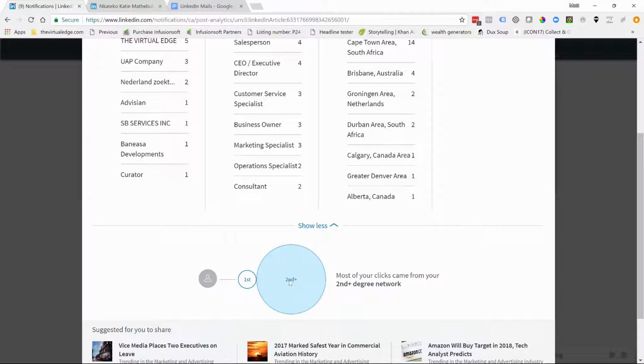Here's something else that's interesting. Most of the connections didn't even come from my direct network. Most of them came from second degree network, which means that what's happening is that it's showing up in other people's feed and they are clicking on it and reading it. Now what happens from there is that you'll start finding that people automatically start sending you connection requests and you start following up with those guys.